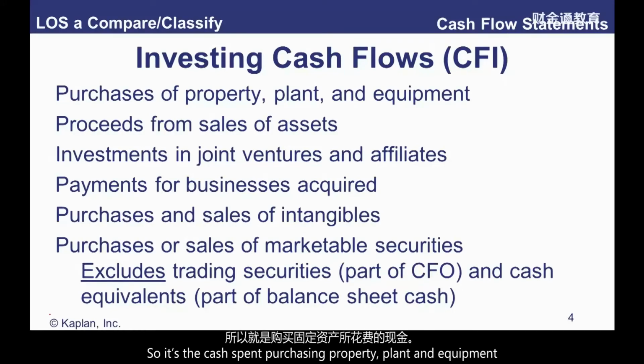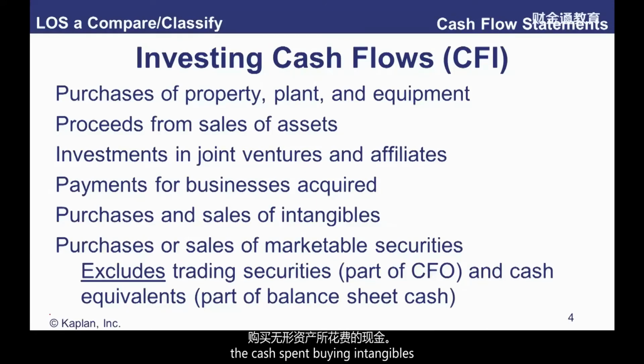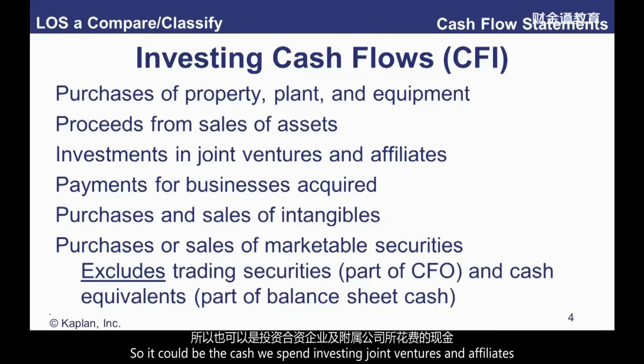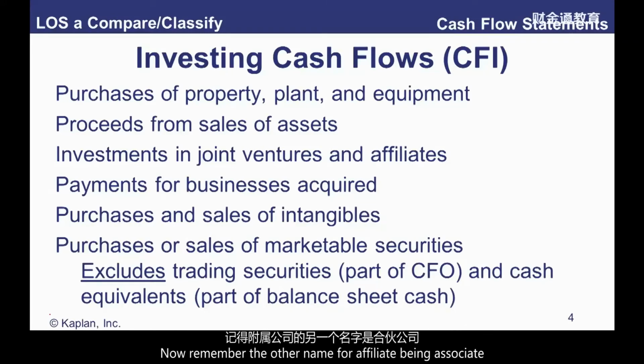So it's the cash spent purchasing property, plant and equipment, the cash spent buying intangibles, any proceeds we receive when we dispose of any assets, and any cash that we spend buying equity for group companies. So it could be the cash we spend investing in joint ventures and affiliates. Now remember the other name for affiliate being associate. So these are companies where we have influence but not control.